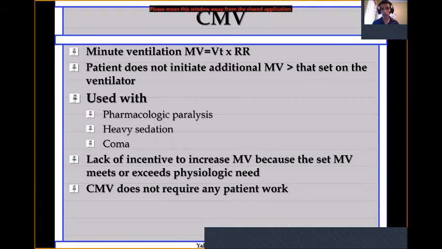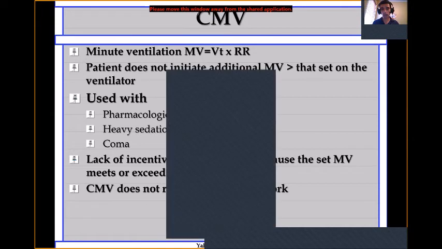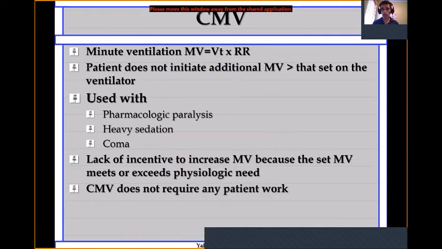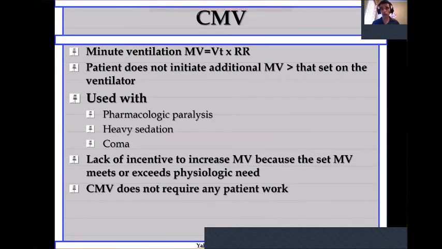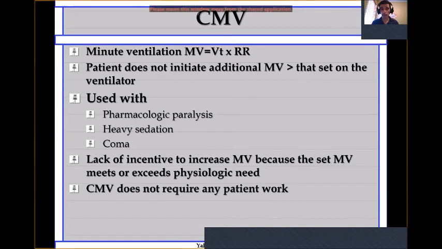The problem with controlled mandatory ventilation is the patient is lacking the incentive to work. Because when the set parameters meet or exceed physiological need, the patient won't do anything. So he might overventilate without you noticing. That's one of the side effects. Again, controlled mandatory ventilation requires nothing from the patient.